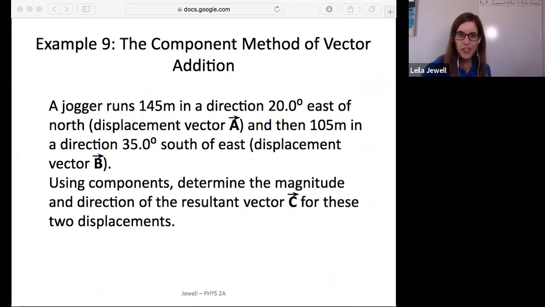Okay, example 9, the component method of vector addition. This will give us a chance to try out the technique that we just learned about in the last section 1.8. So if you haven't seen that video yet, please do check it out.